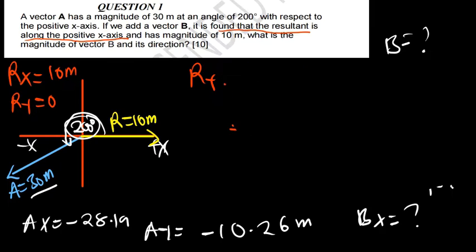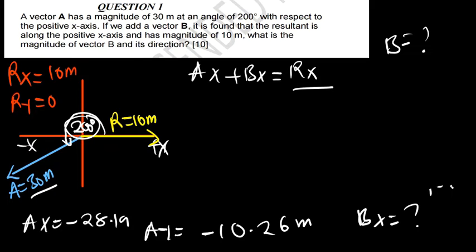Now, when you find the x and y components, the next thing you have to do is add the x component alone and the y component alone and see what is missing. That's what you're going to find. If we add a and b, we'll get the resultant. Meaning that if I add ax plus bx, I should get rx, because this is my resultant. So I'll say ax plus bx is equal to rx.